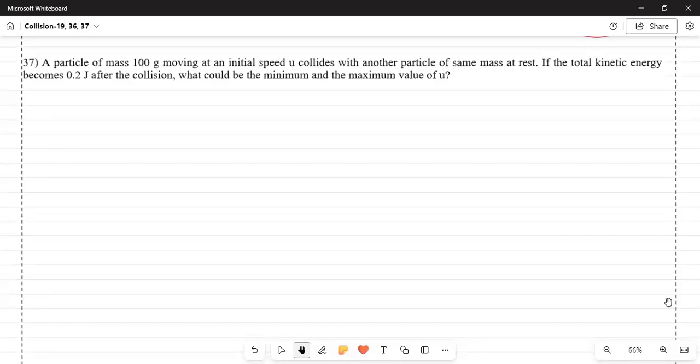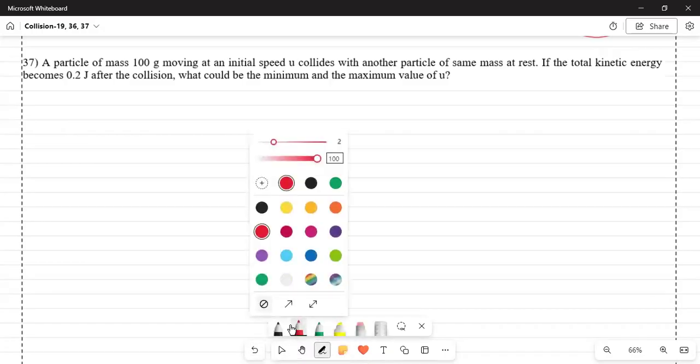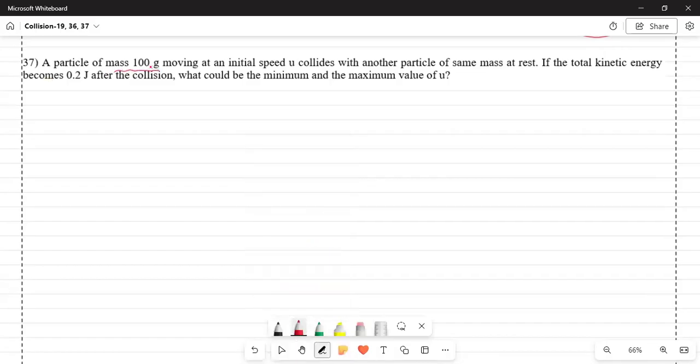Let's now take up problem number 37 in your textbook. The problem number 37 of your textbook says that a particle of mass 100 gram at an initial speed u collides with another particle of same mass at rest.